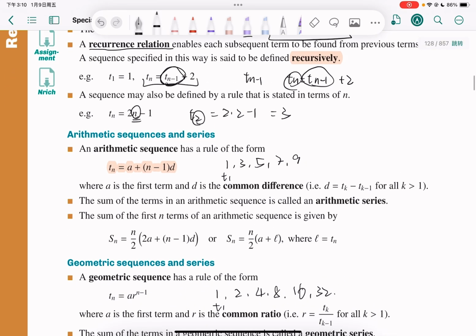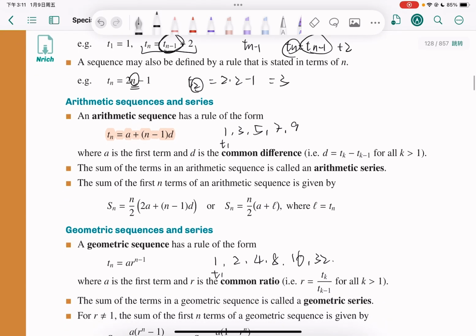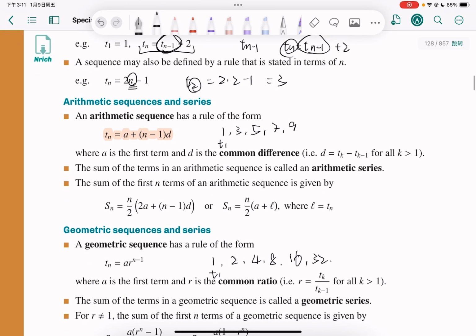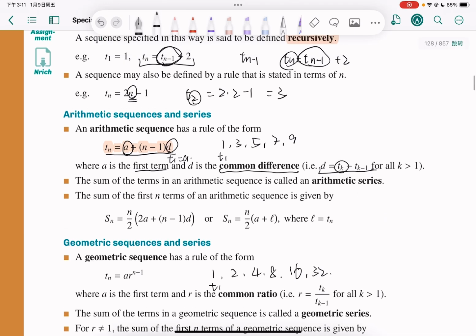Let's move on to arithmetic sequences and series. An arithmetic sequence has a rule of the form like this. It consists of the first part, A, which is the first term, so A is actually T1, and n minus 1 times D. This D is the common difference. So we have D equal to Tk minus Tk minus 1, where Tk is the subsequent term and Tk minus 1 is the previous term.